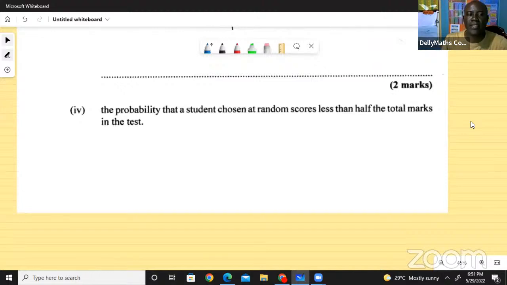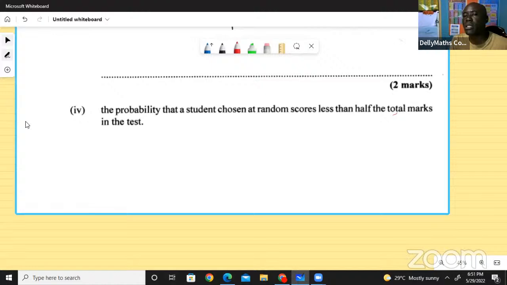Now let's go for this question. It says we want to find the probability that a student chosen at random scores less than half the total mark in the test. Whenever you're doing these questions, you want to make sure that you really understand what it is saying. So you read it over. If you realize that you missed something, then you read it over so that you are on point and see what's going on. So it says the probability that a student chosen at random scores less than half the total mark.